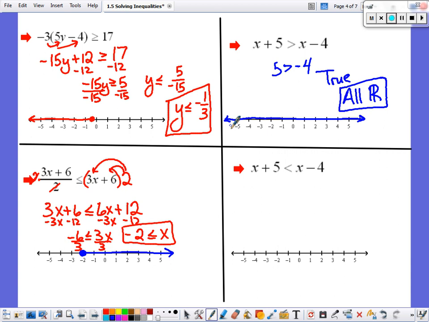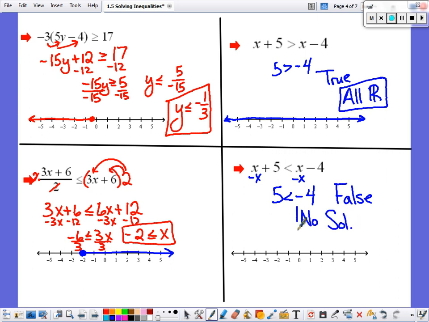There you go. Now the one right below it's very interesting because it's the same type of setup, but if I go ahead and subtract x, notice in this case I have 5 is less than -4. Well, wait a minute. 5's not less than -4. 5's greater than -4. This is called a false statement. Anytime you get false statements in math, which means no matter what you plug in, it doesn't work, then what you're going to get is no solution.